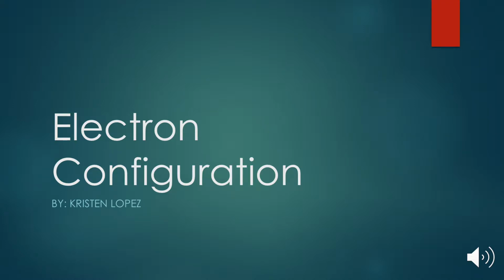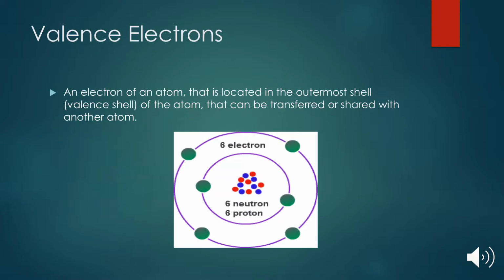Alright, so today, in order to get a better understanding of electron configuration, we must understand what valence electrons are. Valence electrons are electrons of an atom that are located in the outermost shell, the valence shell of the atom, that can be transferred or shared with another atom.